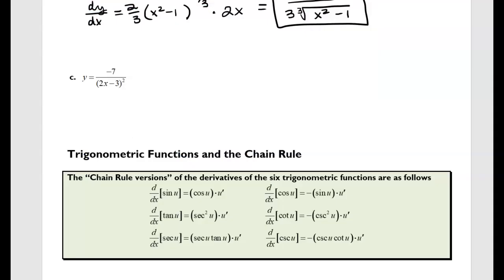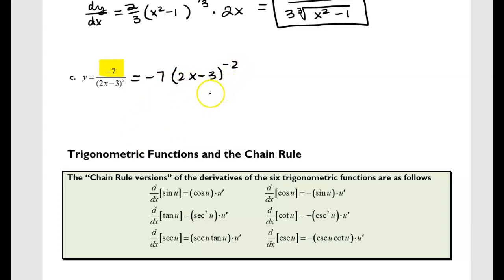For part C, you might look at this and say this looks like a quotient rule problem. It's a quotient. You could use quotient rule, but there's actually an easier way to think about it. So what I want to notice here is that in my numerator, I just have a single term. So if ever I have only a single term in my numerator or denominator, that means I could rewrite it maybe to use a different rule, especially if that term is a constant. So if this is a constant, I can just rewrite this as -7 times 2x minus 3 to the -2nd. So I'm going to make that degree negative now.